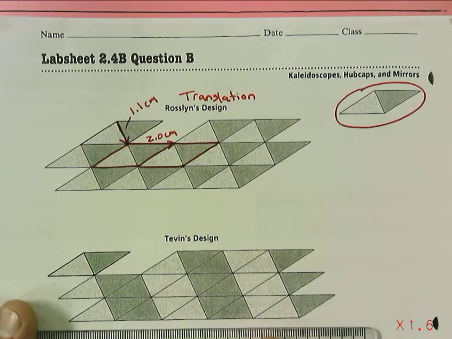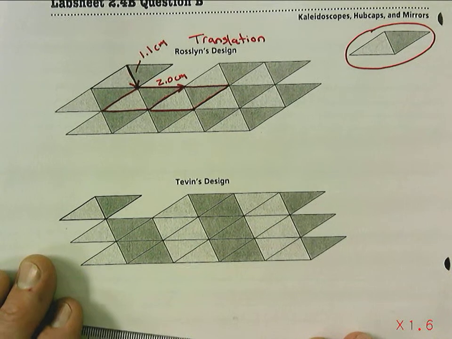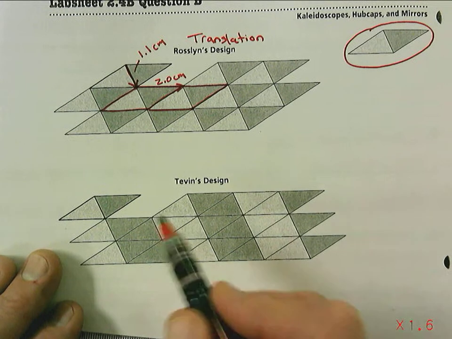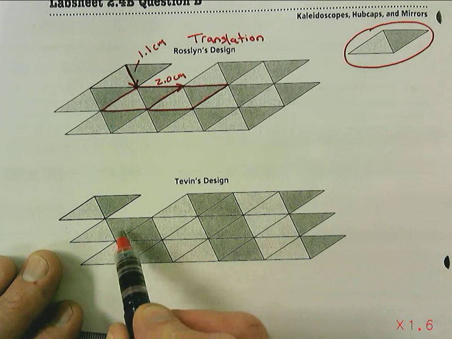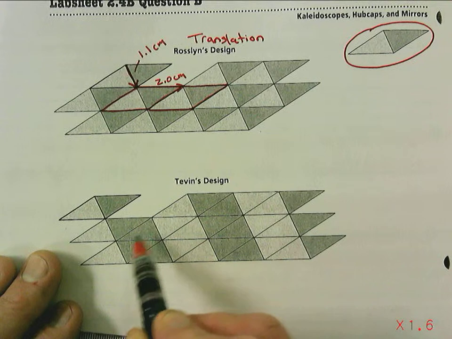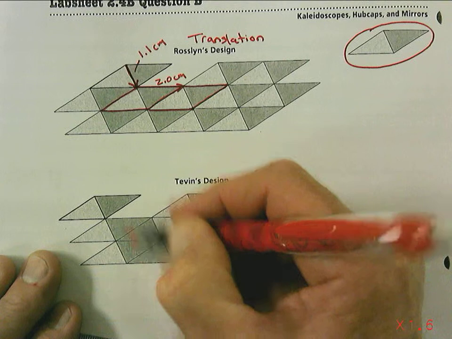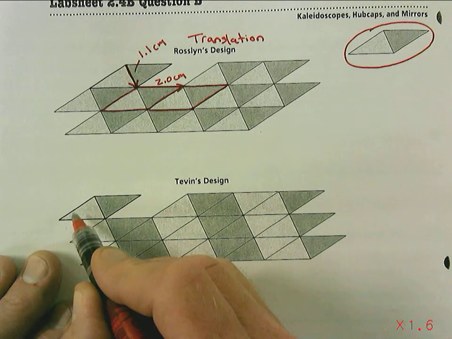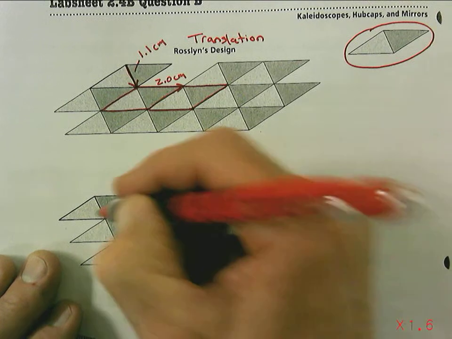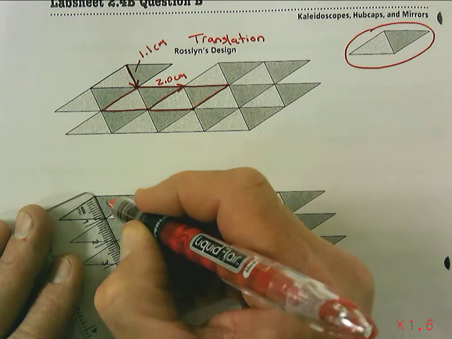Tessellation. So we're just translating that image around the page. Now Tevin's design is slightly different. It's not just a straightforward translation, because you can see that to get this gray spot on this side means that somehow you have to rotate this image. Now we do have translation in this direction, so the original image here is moved down that 1.1 centimeters this way, so we think of this part as a translation. So I have at least one part of it.